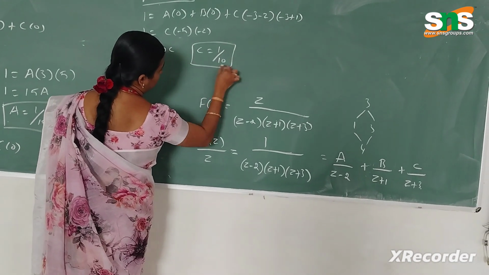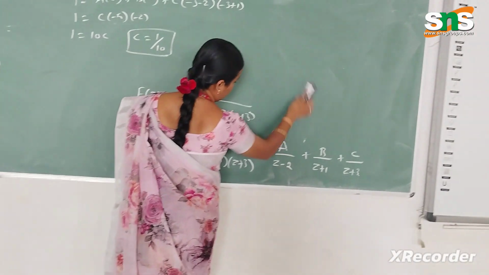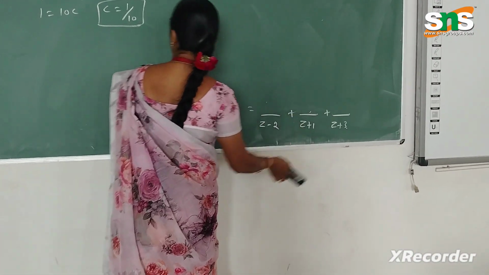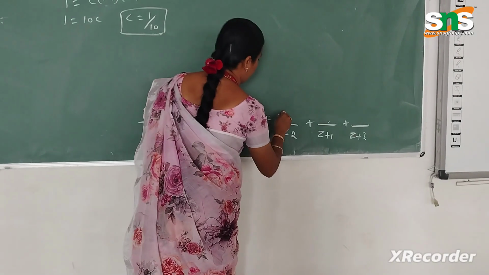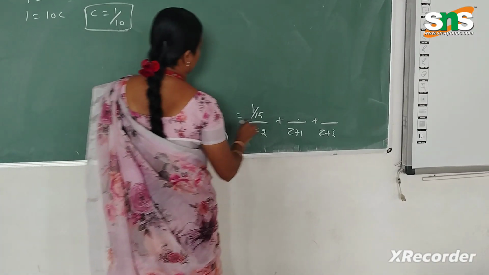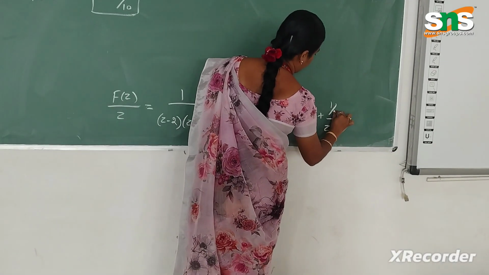Now I am going to replace the A, B and C values. So this is our final step. So what are the values? A value is 1 by 15, B is minus 1 by 6 and C is 1 by 10.